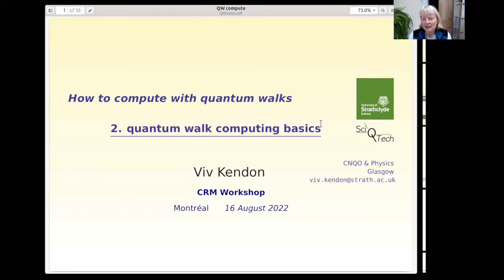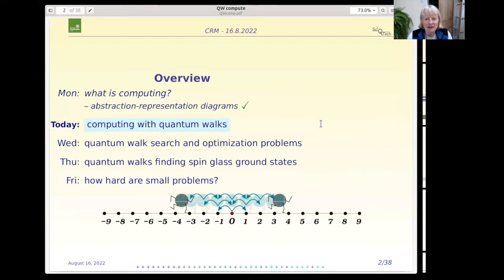So yesterday, I basically set the scene about what computing is and isn't, and how to think about when computing is efficient, and other aspects to do with it. And so today, I'm going to look at what that means when you want to use quantum walks for computing in both an abstract and an experimental setting.